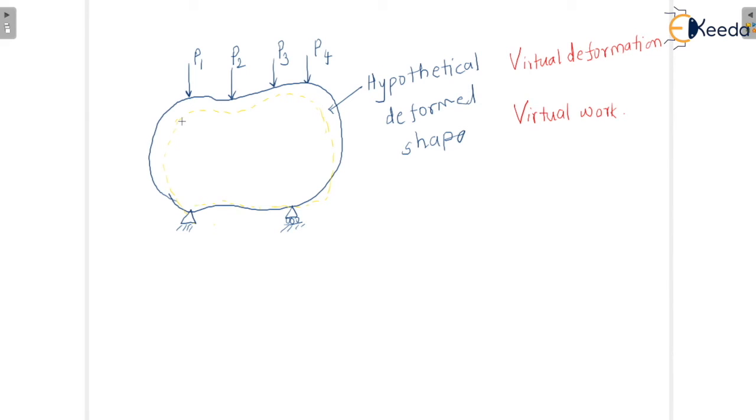Now if we imagine that some virtual displacement is given to this particular body, that displacement is because of some hypothetical force system. Virtual work will happen because of these external forces and this displacement. And since this body is elastic, there will be some virtual displacement and also virtual deformation.